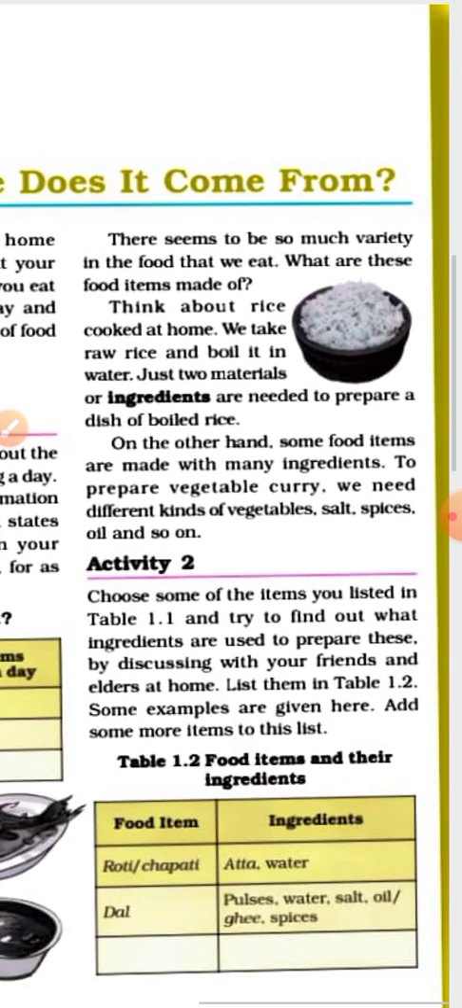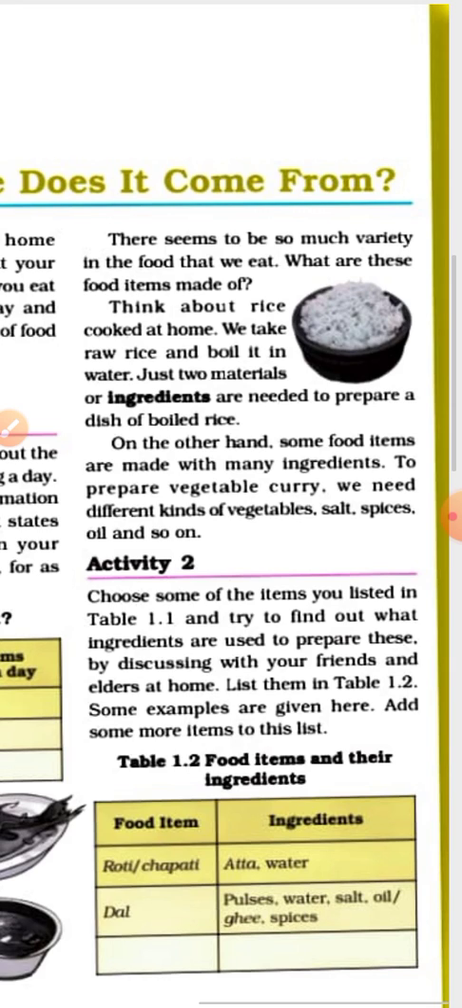There seems to be so much variety in the food that we eat. What are these food items made of? So yes, it is true. There are many food items which we eat. So think about rice cooked at home. We take raw rice and boil it in water. Just two materials or ingredients are needed to prepare a dish of boiled rice. So for rice, we require only two ingredients. What are they? Raw rice and water. Just two ingredients we require.